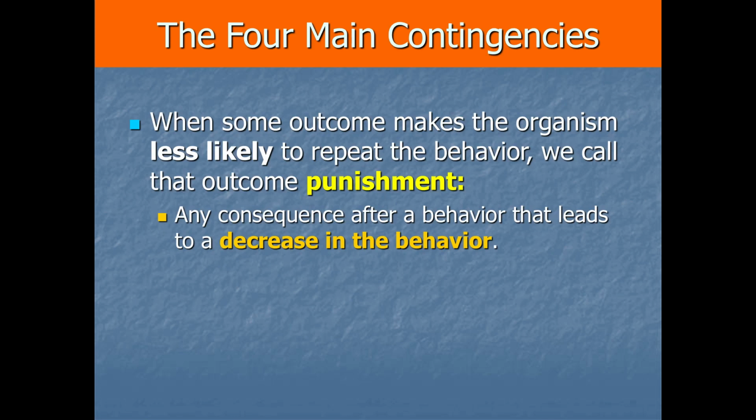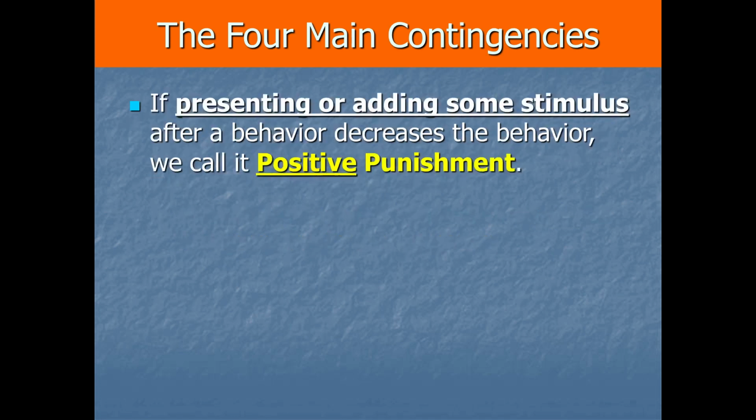And just like with reinforcement, there are two main types of punishment. Positive punishment would be if you're presenting or adding some stimulus every time the behavior occurs. So if the behavior leads to the addition of a new thing showing up in the environment, a new stimulus that actually decreases the behavior in the future, that's positive punishment. For example, spanking a misbehaving child would be positive punishment.